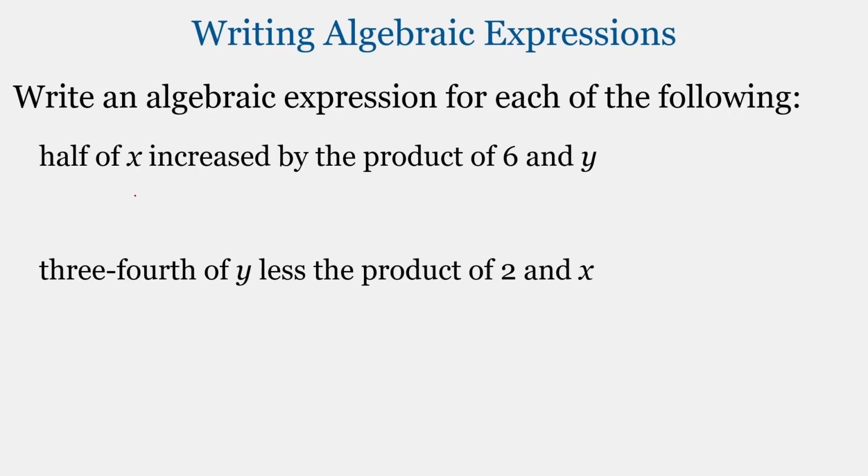For the fifth problem, we have half of x increased by the product of 6 and y. So 1/2 x, I'm going to go ahead and write this as x over 2. You could write 1/2 x as well, same thing. And we're going to increase it by the product of 6 and y. Product is multiplication, so we have 6y.